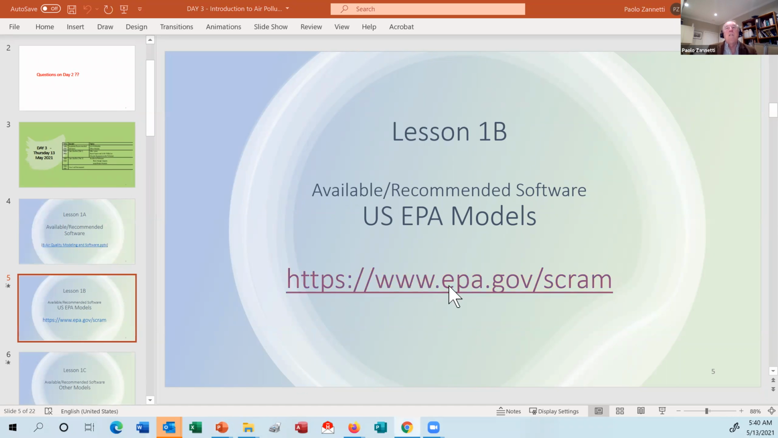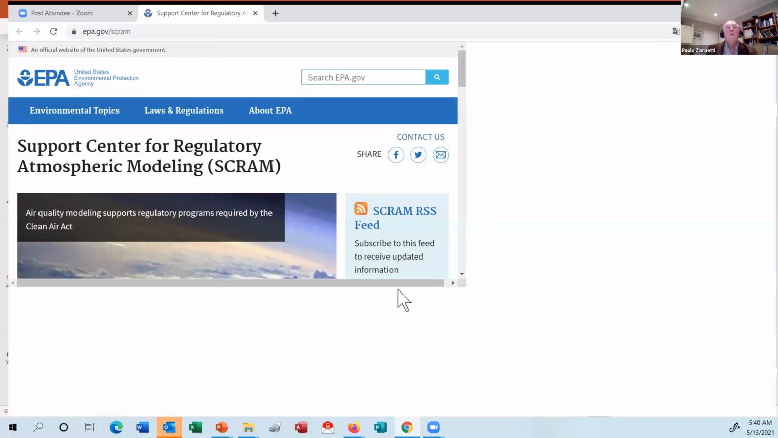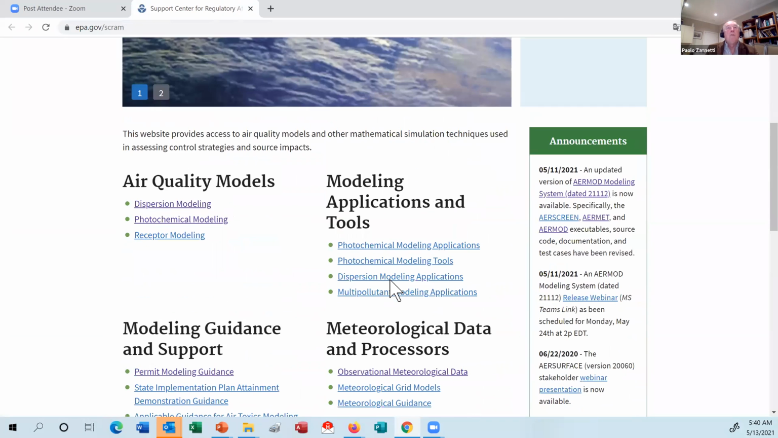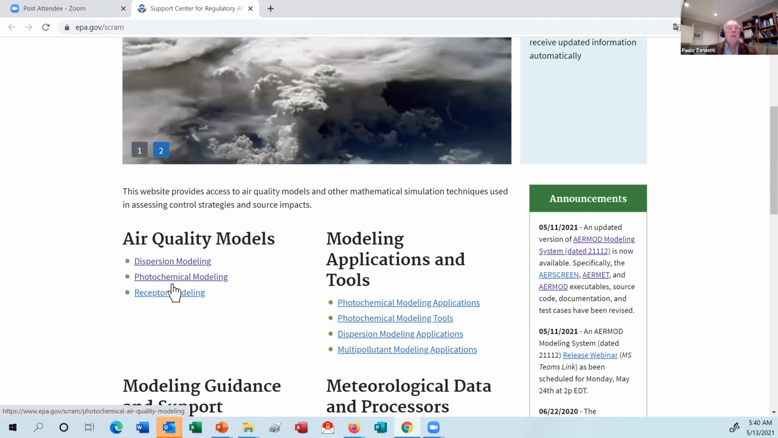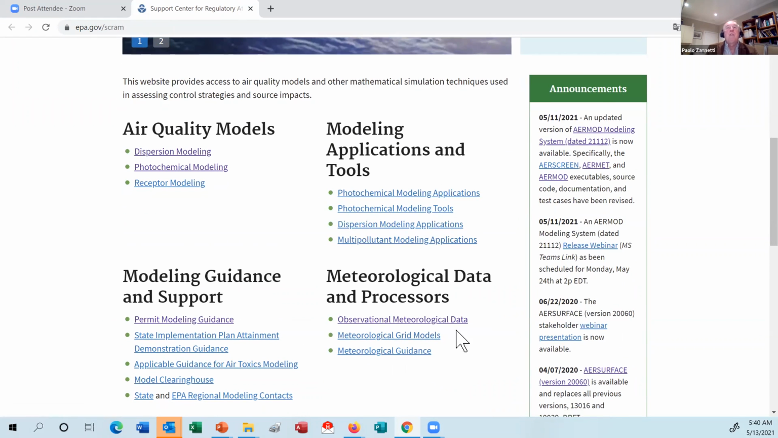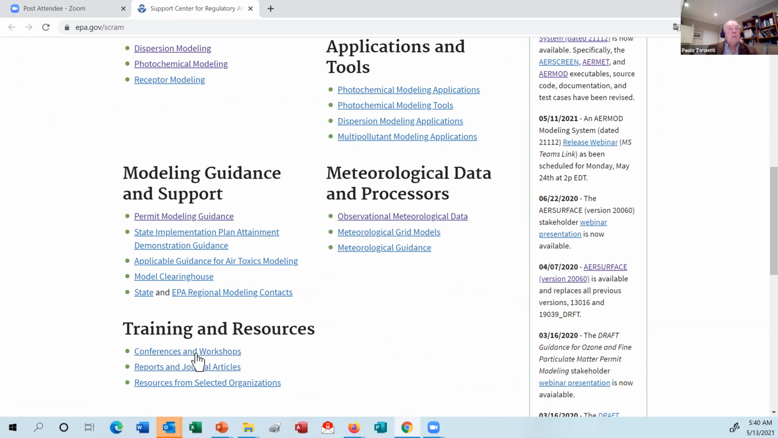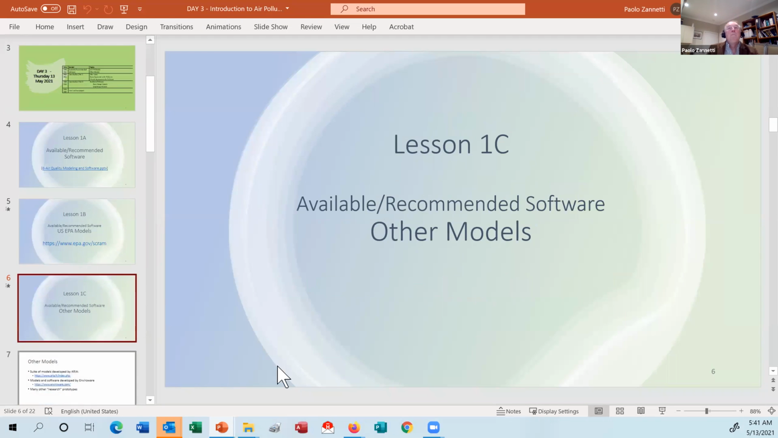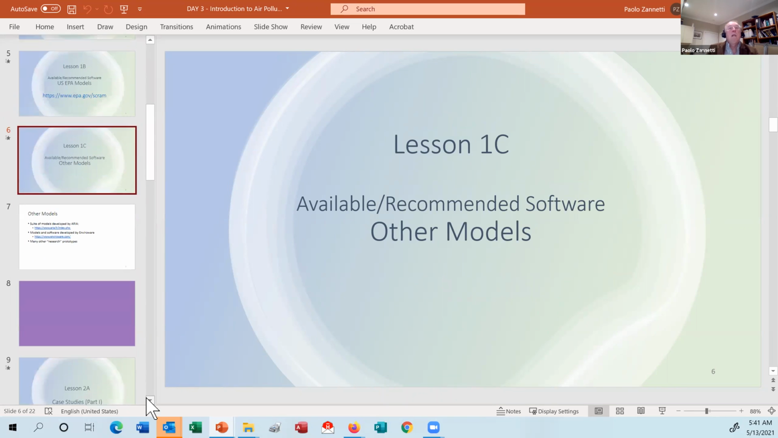EPA model, we went through this yesterday, so I'm not going to tell you anything more. We have dispersion modeling, photochemical modeling, receptor modeling, and in this site, the SCRAM, we have a lot of tools. We have guidance, we have publication, we have preprocessor, we have training resources. You can start with this free EPA training resources, and then perhaps you can follow some course specialized in AERMOD or CALPUFF. Yeah, good, I can finish on time.